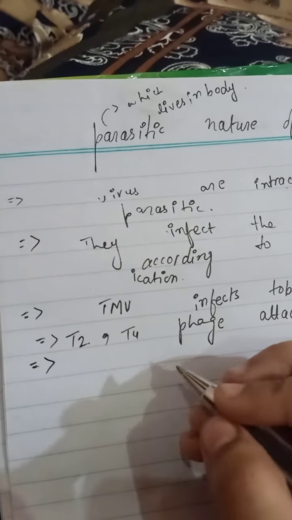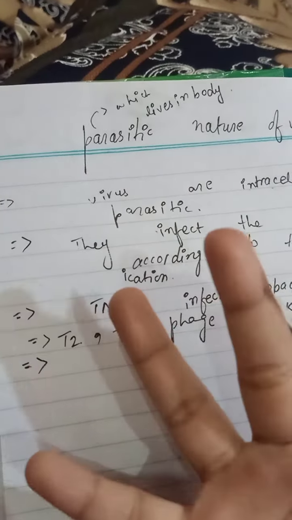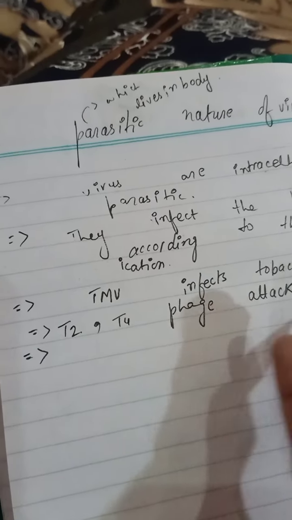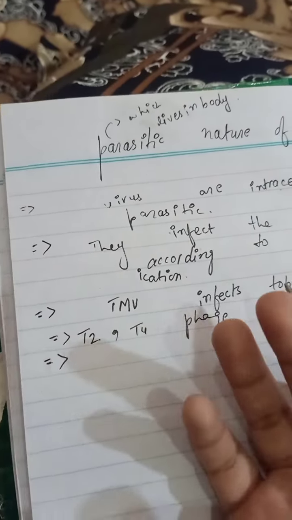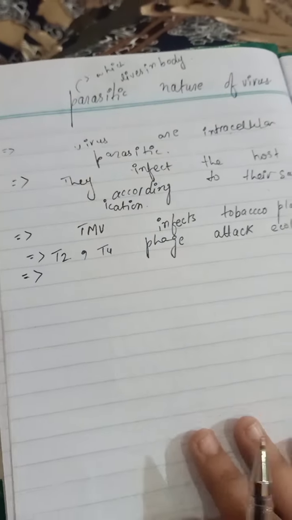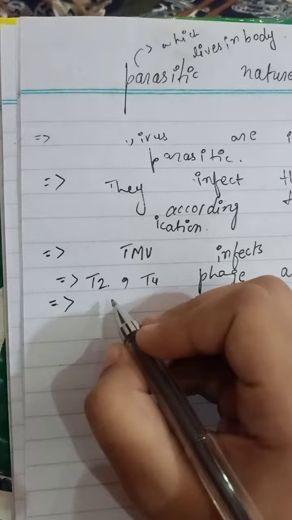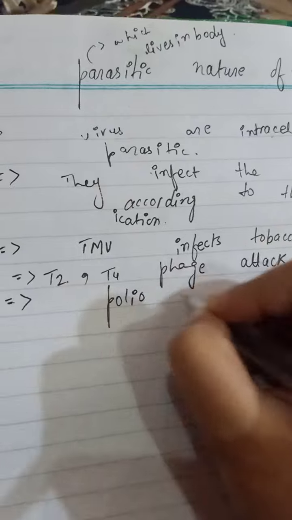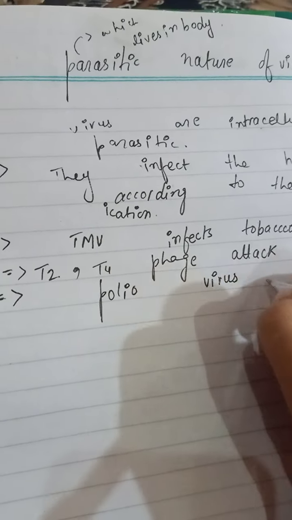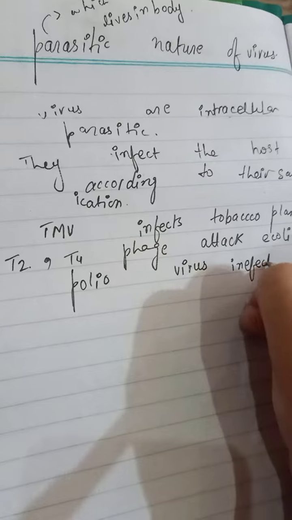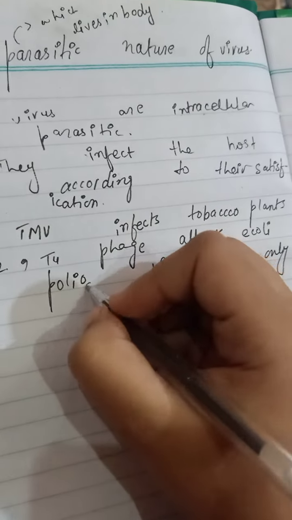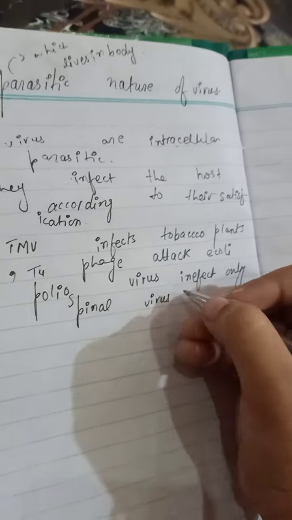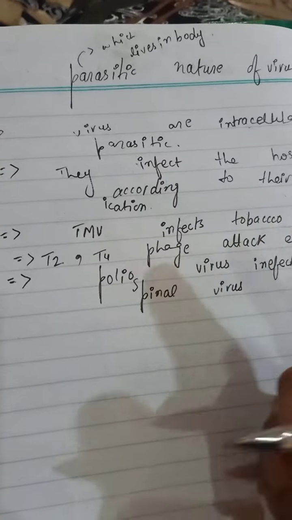Now some other viruses have this specification on particular cells, not every cell. Now let's move toward the fifth point, which is that polio virus infects only the spinal nerves. The spinal nerves are infected when the polio virus is in our body.